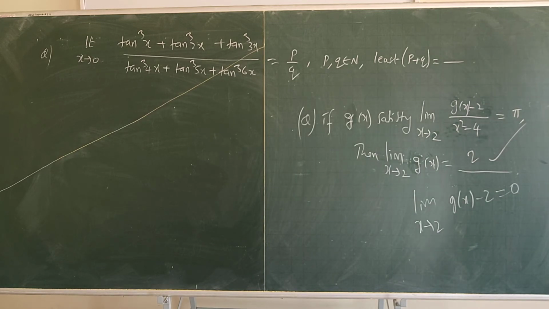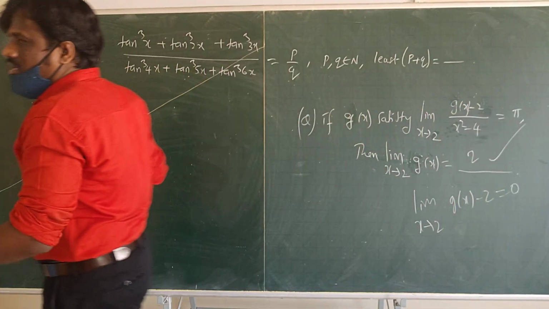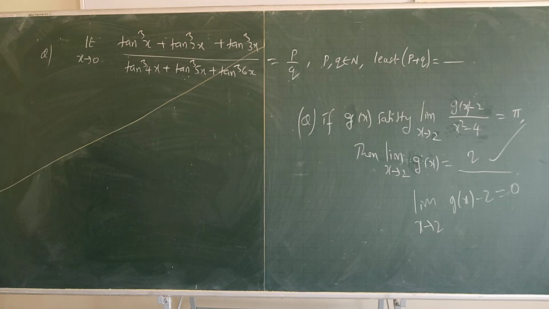The concept is important here. There is no calculation here. Now tell me here, this one. This is also concept related. Tan x, limit x tends to 0, tan x by x is how much?